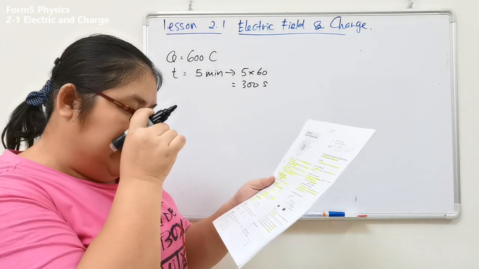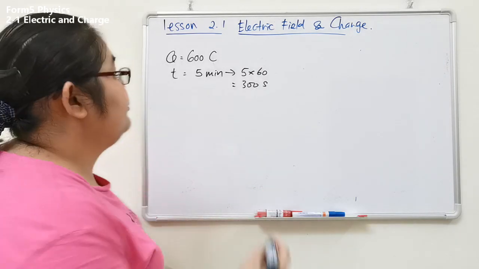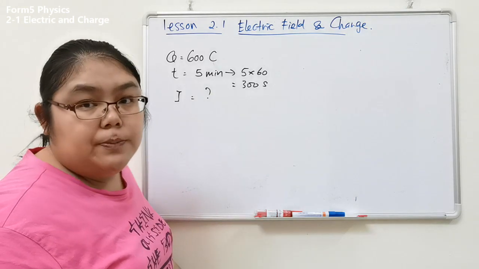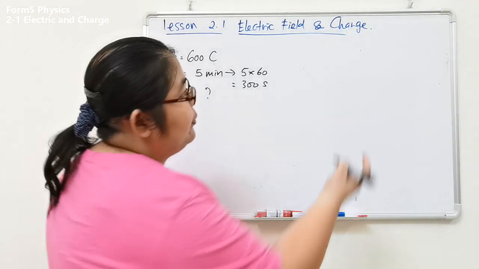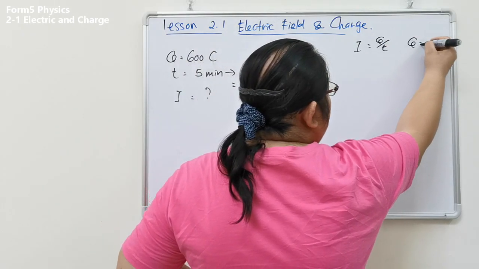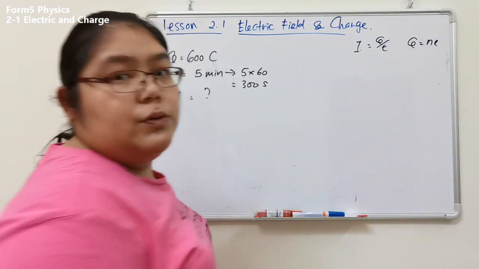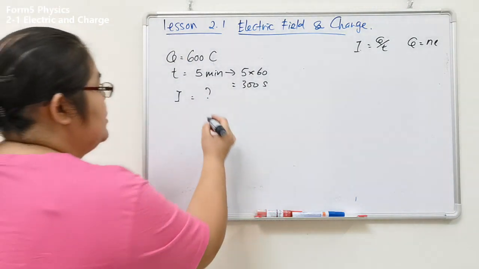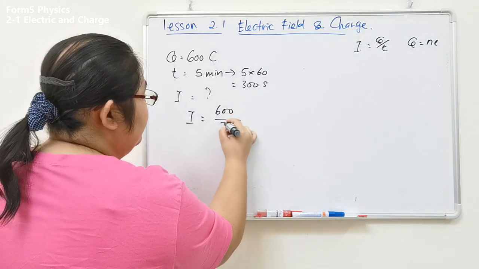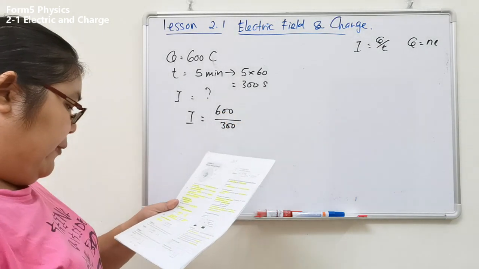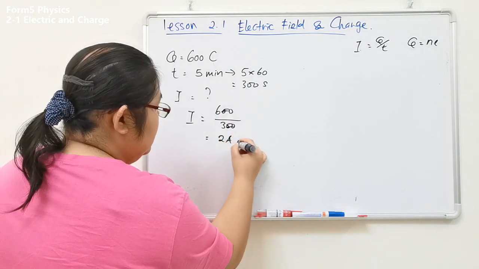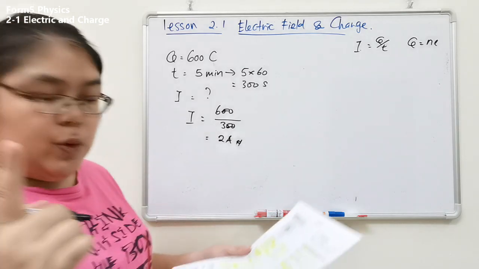Next, they want to find the electric current, I equals how many? From here we just apply the two formulas we learned just now: I equals Q over T, and Q equals NE. Applying the first one to find the current, I equals 600 over 300. My answer is 2 ampere. So we just finished the first one.